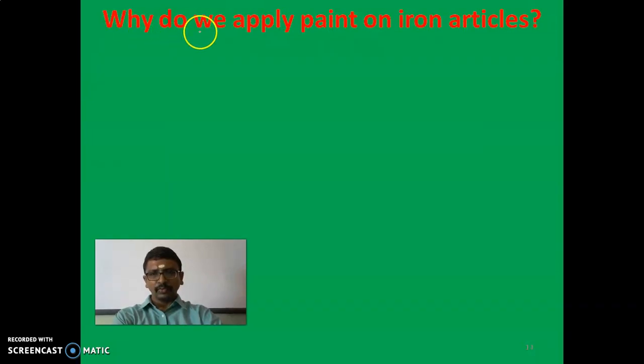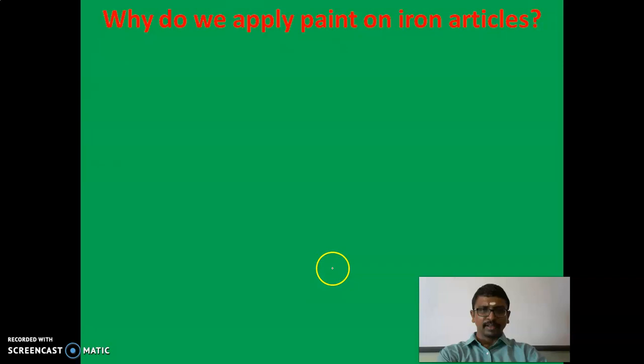So why do we apply paint on iron articles? What is the reason, children? If you didn't paint the iron articles, what will happen? The rusting will happen. The iron gets rusted. So that's why we have to apply paint on iron articles, to prevent the rusting process.